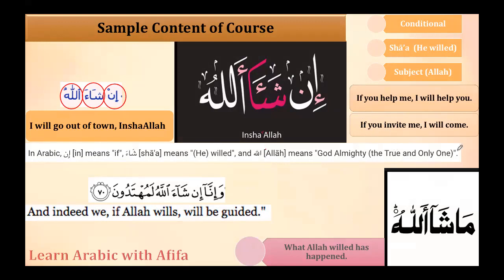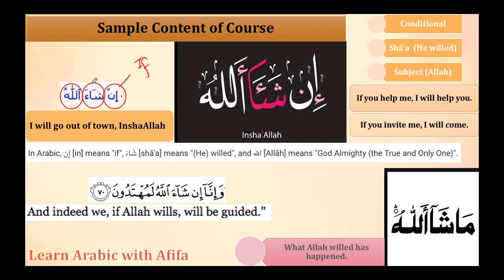If you invite me, I will come. That's also conditional. So similarly, Insha'Allah is a conditional sentence. One of the meanings of in is if, that we will study in detail in the future. So when you say, I will go out of town, Insha'Allah, this is actually a conditional statement. It means, if Allah wills, I will go out of town. So in indicates a conditional sentence.